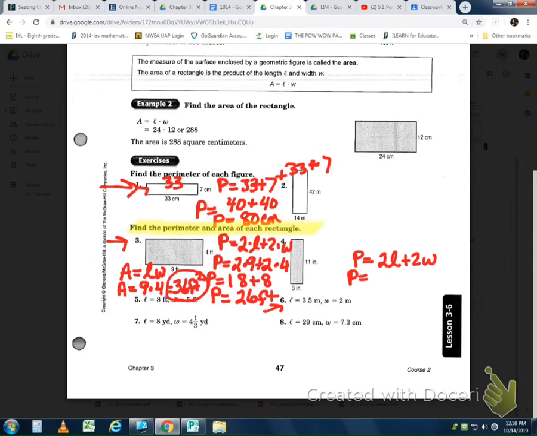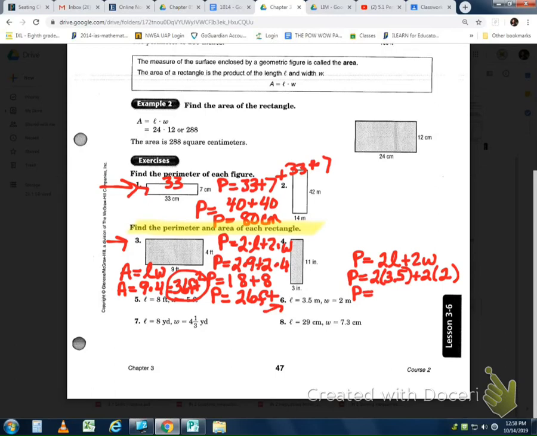What am I going to put in for L for number 6? What am I going to put in for L, Kirsten? What does it say? On number 6, what's the length? 3.5. So we're going to put 2, and I'm going to use parentheses instead of a dot because of that decimal. 2 times 3.5 plus 2 times, what's the width? 2. Yep.